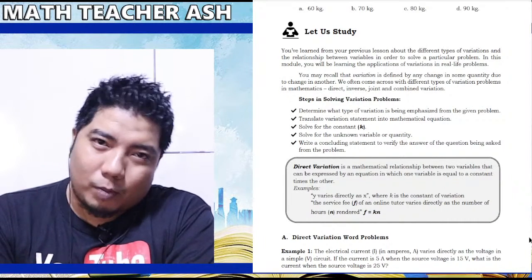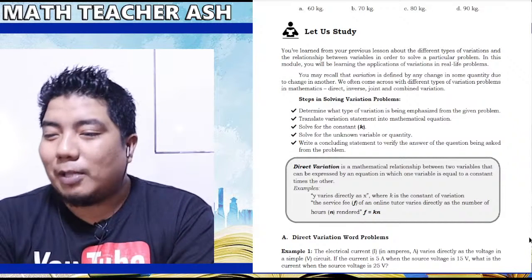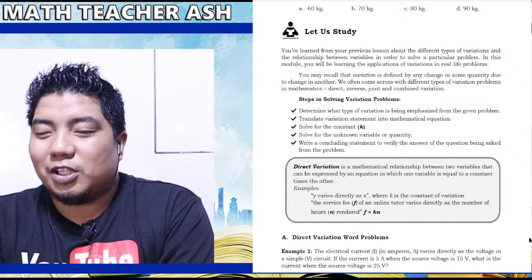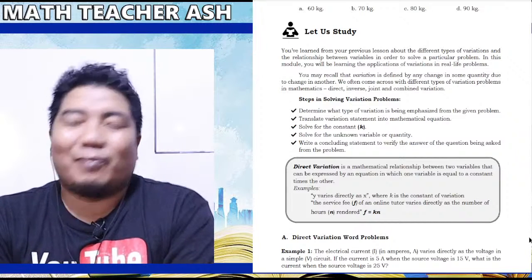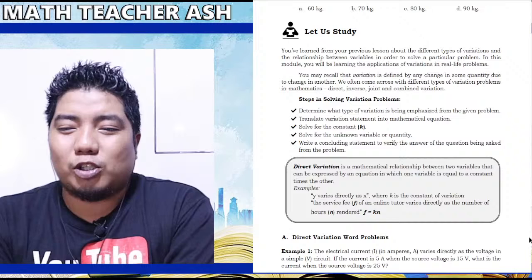So, matapos mo makuha si constant, i-solve mo na. And finally, you write a concluding statement to verify the answer of the question being asked from the problem. Okay, so ganun lang kadali. Parang normal step in solving problems.